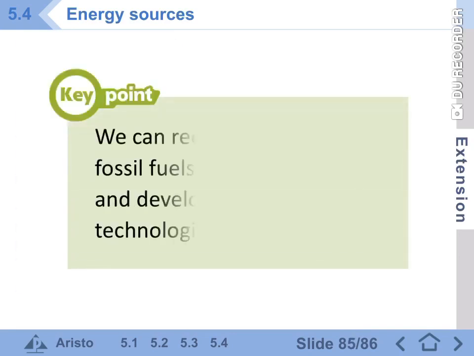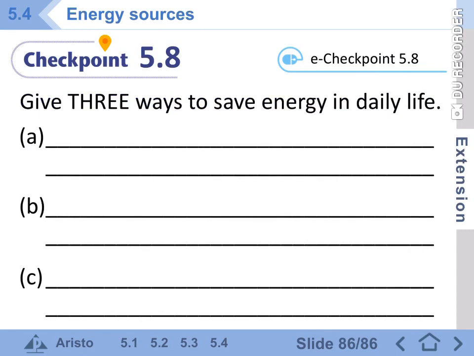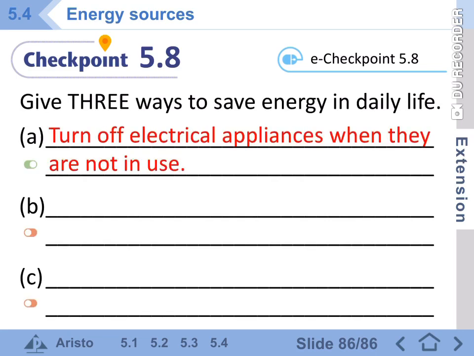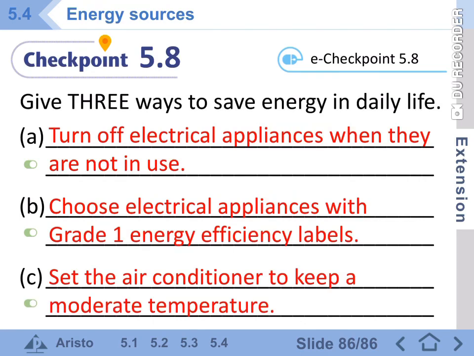And I want you to look at the last one, the checkpoint 5.8, the 3 ways you can save energy. So I want to make sure all of you have the answer for that. First one, turn off the electronic appliances when you're not in use, and choose electronic appliances with grade 1 efficiency, so it saves energy. And the last one, make sure the air conditioning keeps a moderate temperature, so it doesn't need to be running all the time.